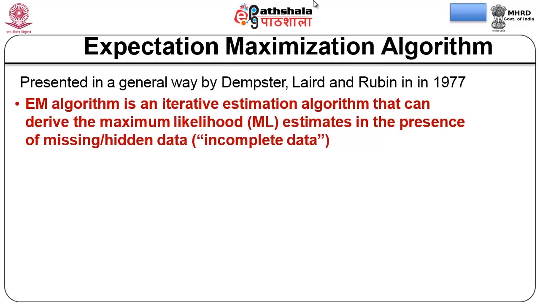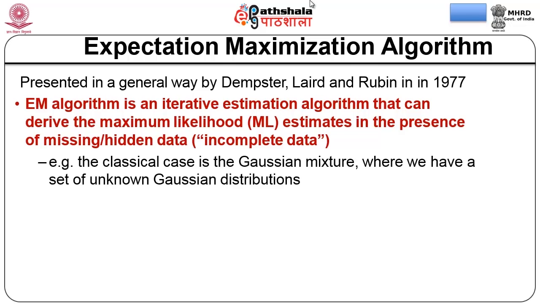We have seen probabilistic learning before, where we used complete supervised learning, we used independencies and so on. This expectation maximization algorithm is used to calculate the maximum likelihood in the presence of missing or hidden data. The classical case in such a scenario is the Gaussian mixture, where we have a set of unknown Gaussian distributions. We do not know the parameters of the Gaussian distribution, that is, what the mu and the standard deviation are. So we just assume it is a Gaussian distribution, and then we have to estimate the parameters.